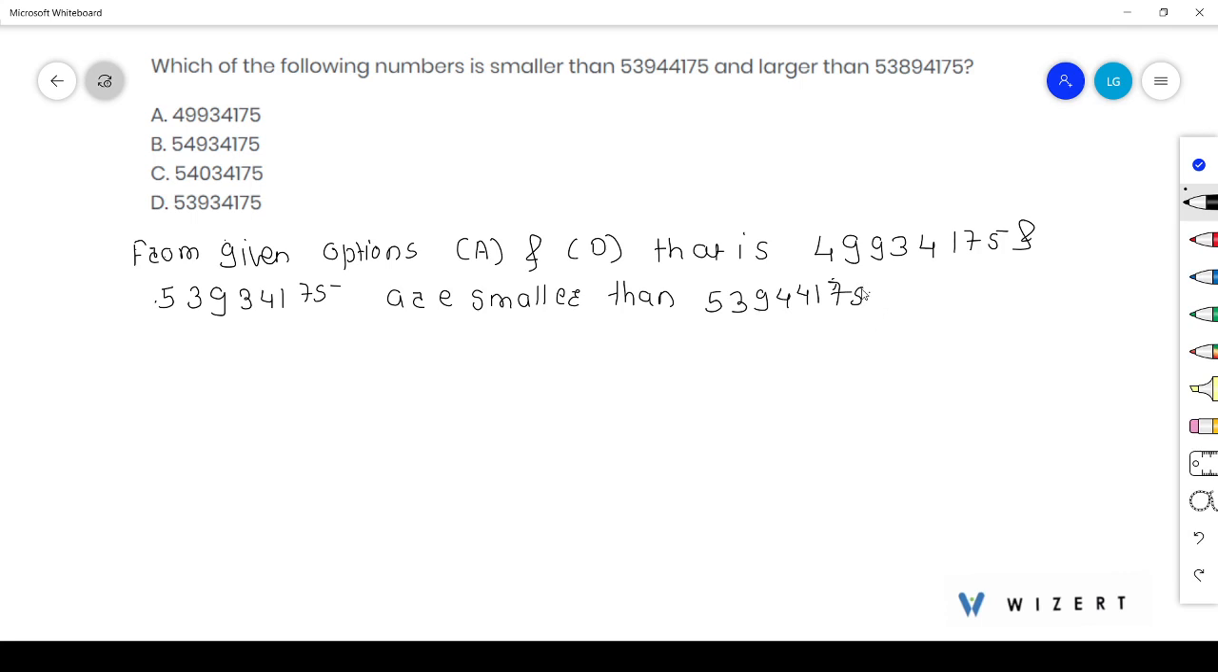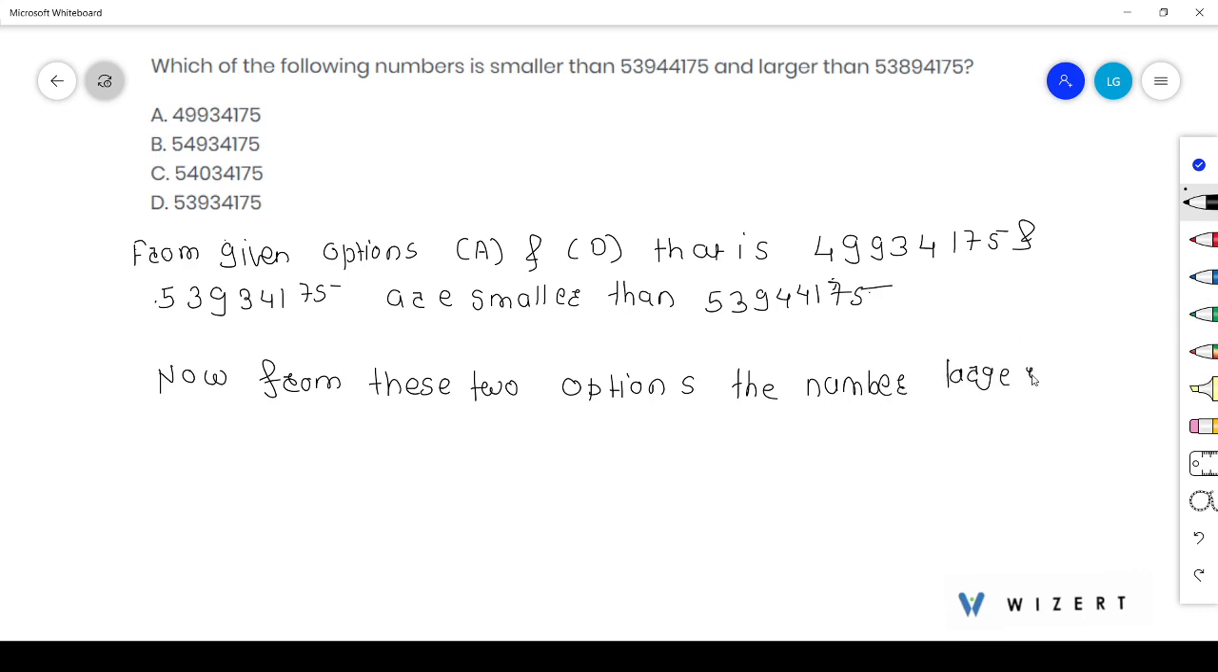from A and D, the number larger than 53,894,175 is 53,934,175. That is option D.